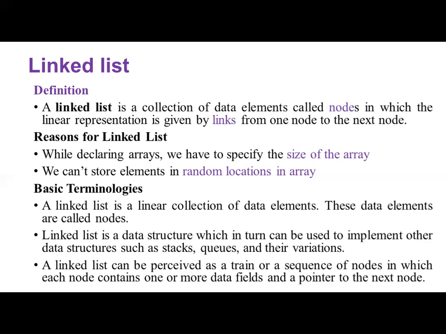First, we see what the basic terms in a linked list are. A linked list is a linear collection of data elements, so this is an example of a linear data structure. These data elements are called nodes. What is the use of a linked list? A linked list can be used to implement other data structures like stacks, queues, etc.